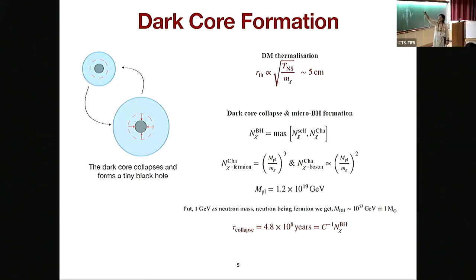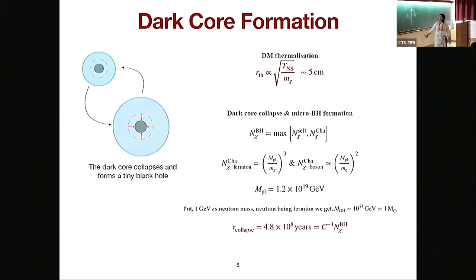Whenever n_chi^BH gives you the number of dark matter particles that can be captured throughout the lifetime of the celestial body, it starts self-gravitating or Chandrasekhar collapse, depending on the nature of the particle. If it's a boson, it will reach the self-gravitating condition, and if it's a fermion, it has to obey the Chandrasekhar criterion. Depending on the nature of the particle, it will collapse and give you a black hole inside the core of the celestial body. Just to give you the number, if you put 1 GeV as the neutron star mass and put it in n_chi Chandrasekhar, you can retrieve 10^57 GeV, which is like 1.4 solar mass, the limit of Chandrasekhar collapse.